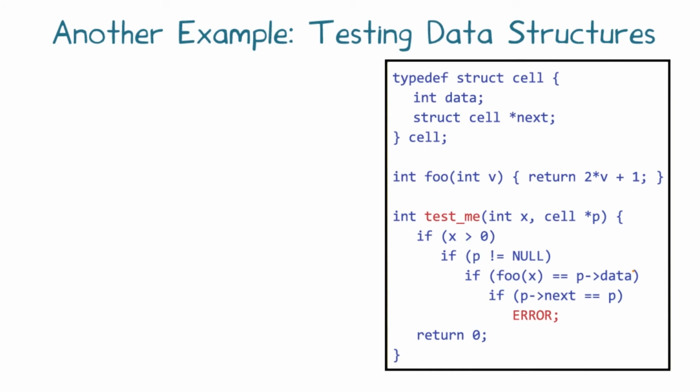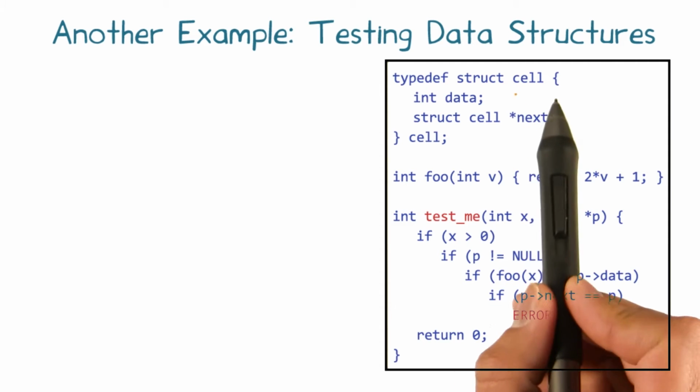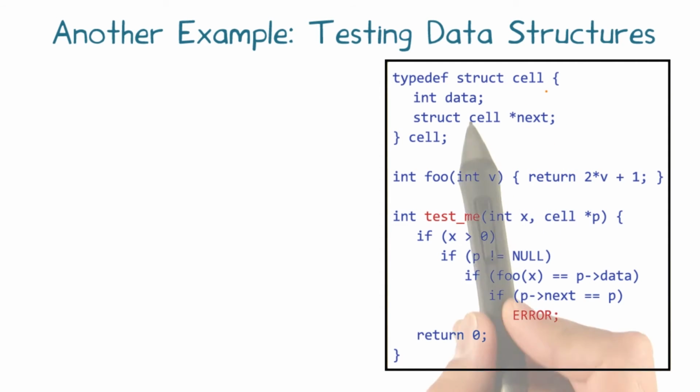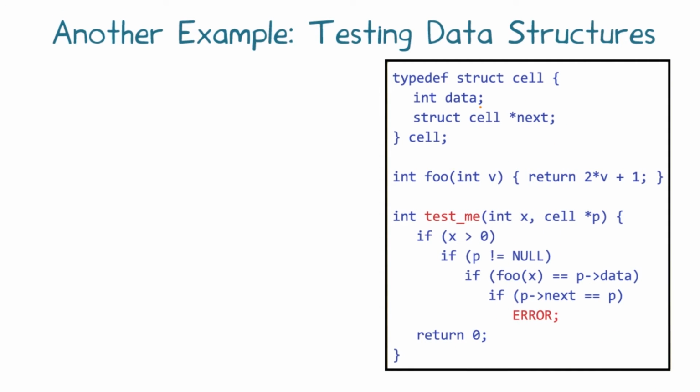In this example, we have a data structure which models a linked list in C++-like syntax. We define the type cell to consist of an integer field named data and a pointer to another cell named next. We next define the function foo, which takes an integer v as its argument and returns the integer 2 times v plus 1. Finally, we define the function testMe, which takes an integer x and a pointer to a cell called p and does 4 nested if checks.